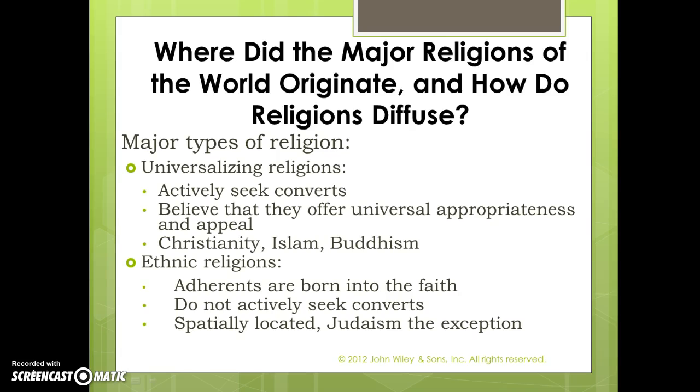Okay, and really great examples of universalizing religions: Christianity in all its branches is a universalizing religion. Islam in its branches is a universalizing religion. Buddhism also in its branches, universalizing religion. So again, these are ones that seek converts. So as a result of that, we can point to a specific hearth, actually in all three of those cases, in a specific place, and say that religion got its start there.